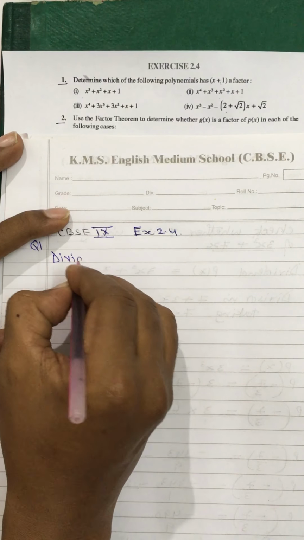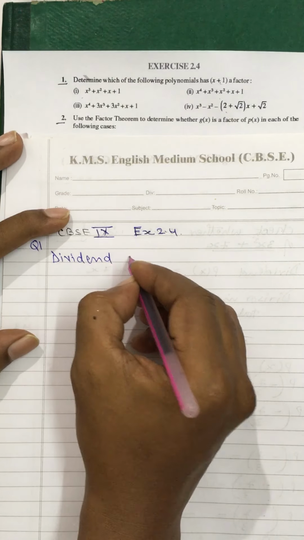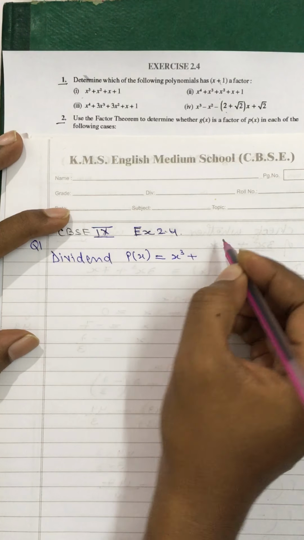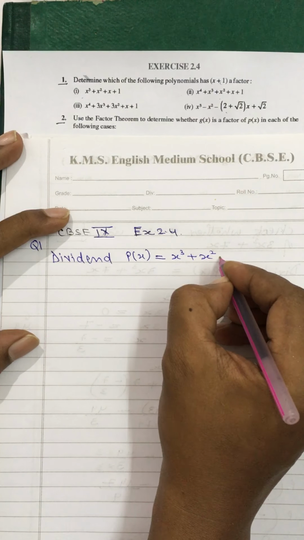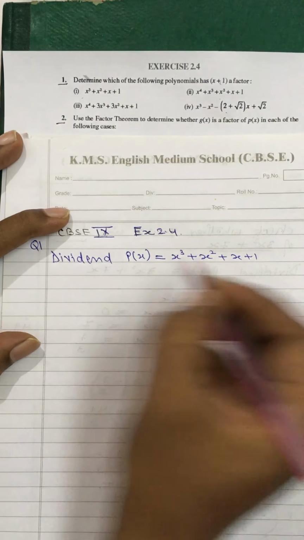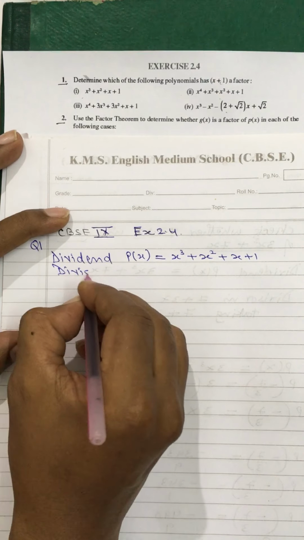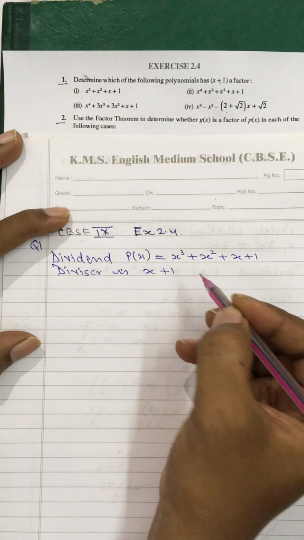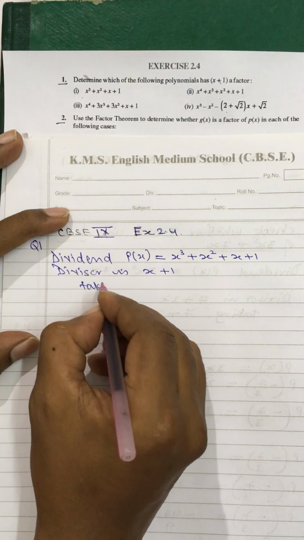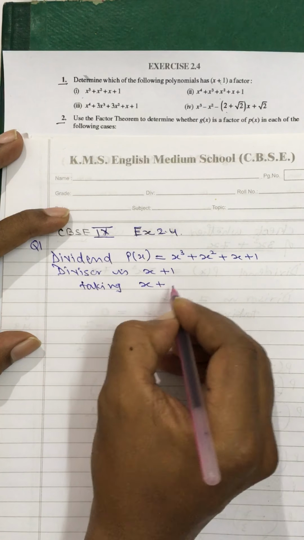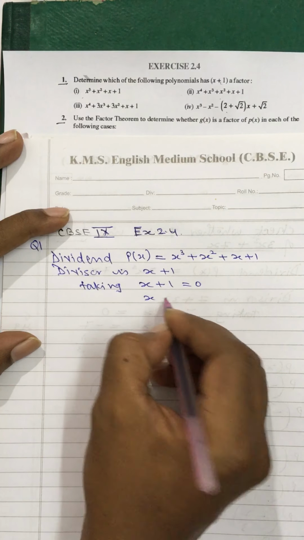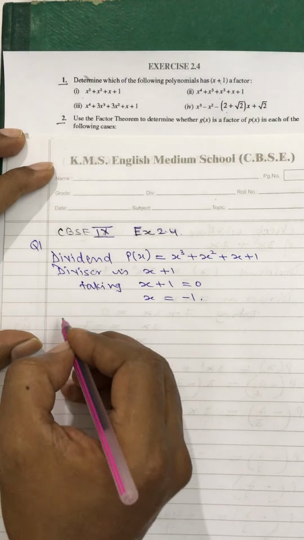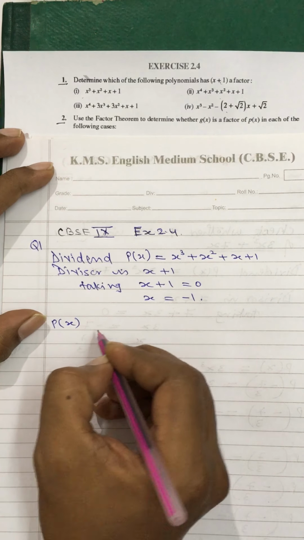dividend. What is the dividend? P of x is equal to x cube plus x square plus x plus 1. This is the dividend, and divisor basically is x plus 1. So definitely taking x plus 1 is equal to 0, we will get x is equal to minus 1. Okay my dear students. So now I'll substitute and find the value of p of minus 1.